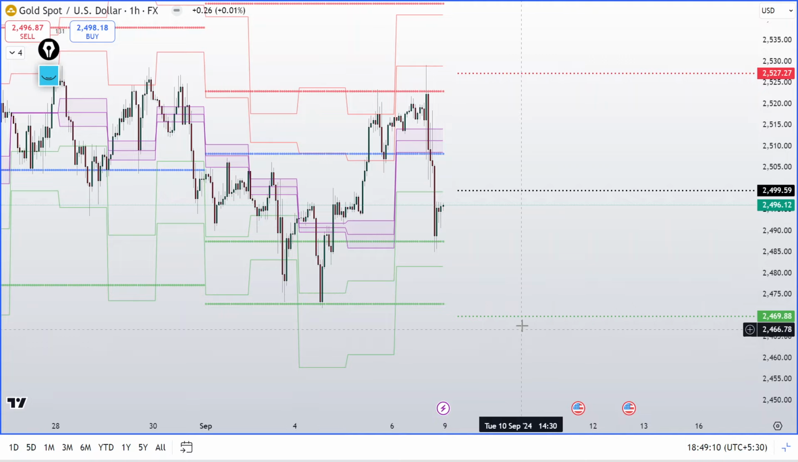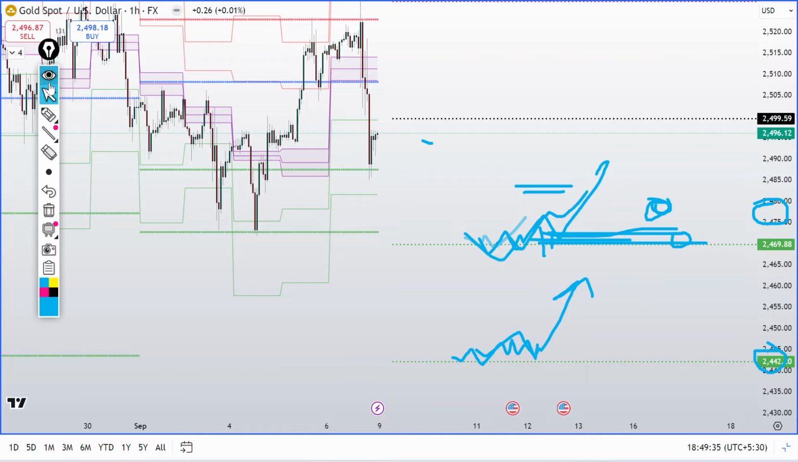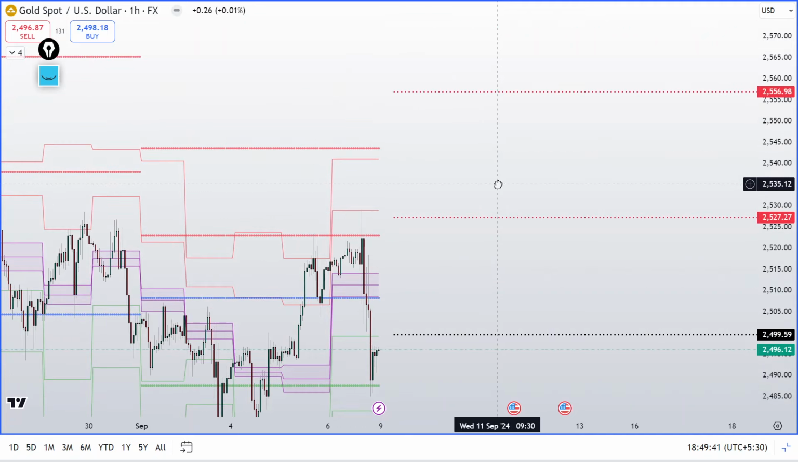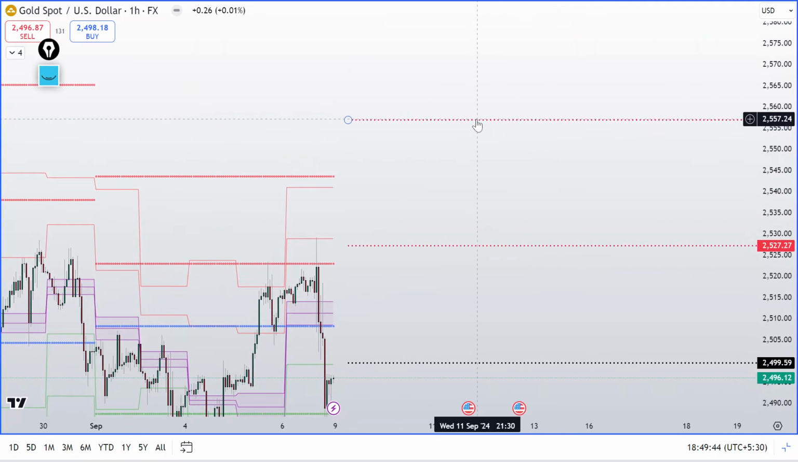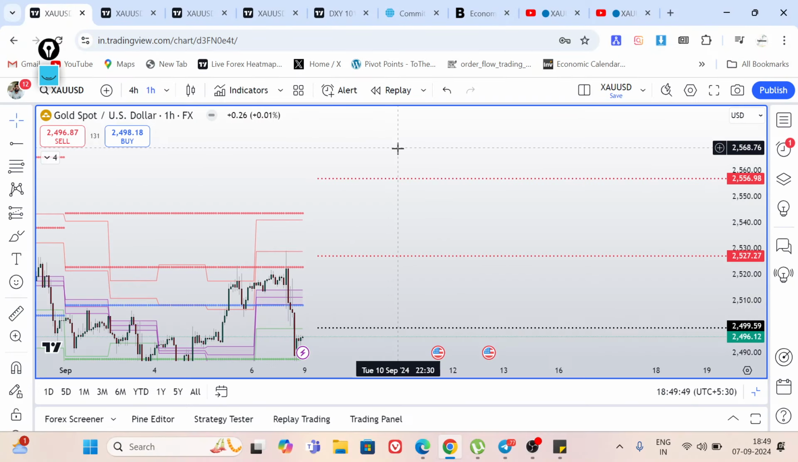2471 to 2475, and the weekly support one is at 2469, where we can look for buying opportunities. On confirmation we are going to look for the buy, and the second weekly support is 2442. So these are the two weekly supports, or you can say weekly pivots. On the higher side, the resistance on the weekly pivot is around 2527, and the next resistance 2 on the weekly pivot is 2557. So these are the levels that we have to watch carefully.